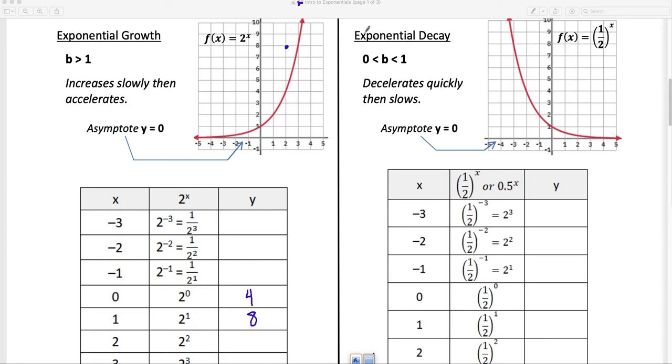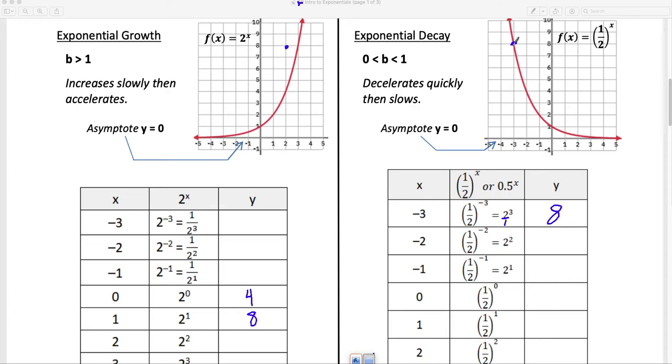All right, this one is the decay one. This has the b value that is between 0 and 1. So when I get down here at the table, I have 1/2 to the x or 0.5 to the x. I don't care which one you use. So I'm going to put the input of a -3 right there. That tells me I'm going to take the reciprocal, and that would leave me with a 1 like that. I don't need it. So 2 to the 3rd power, 2 times 2 is 4, times 2 again is going to give me an 8. Starting to look familiar? Okay, so there's the 8 right there.